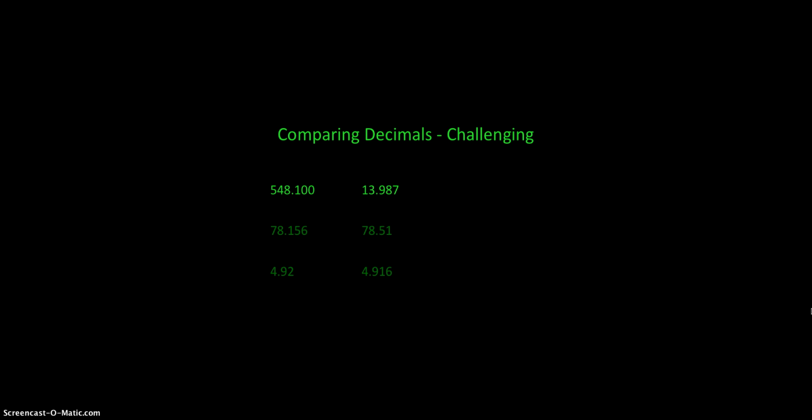If I do that, now I can read both numbers in thousandths. The first is 548 and 100 thousandths. The second is 13 and 987 thousandths. And again, if I just change these totally to thousandths, the first one is 548,100 thousandths. The second is 13,987 thousandths. The first is obviously larger than the second.